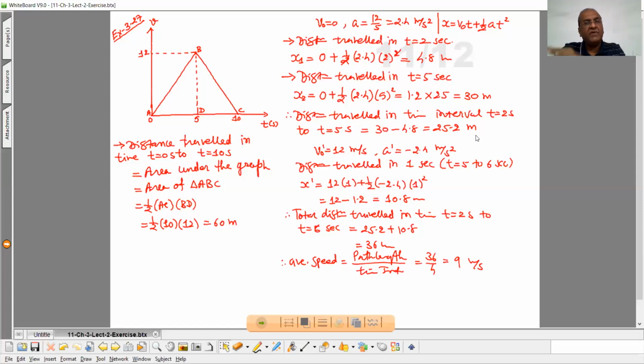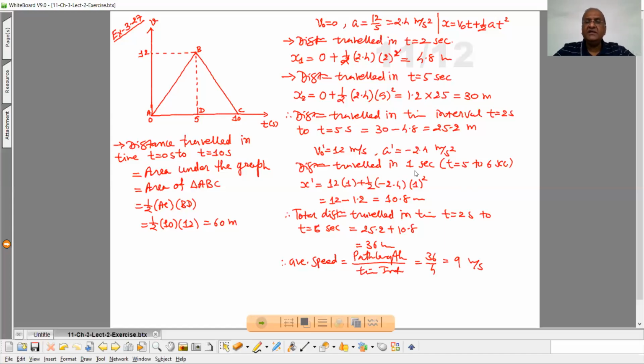Now think about 5 to 6. So at 5 seconds we have the velocity 12. So now we can consider this one as initial velocity. So V0 dash, that is 12 meter per second. A dash, so now the slope of this graph BC, the same one, 2.4 meter per second square, but negative because velocity is now decreasing.